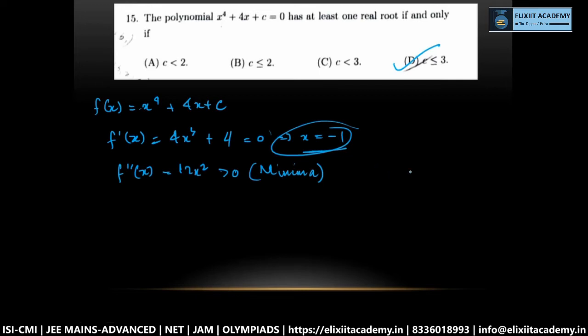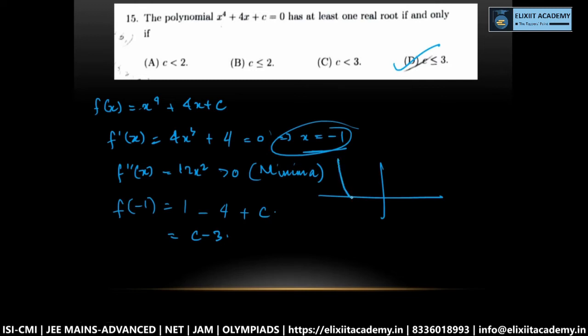So now we can simply draw the curve and see. Just a rough sketch of the idea we are trying to find out. One more thing we have to find out: what is f of minus 1, at the point of minima? f of minus 1 is minus 1 to the power 4, so that is 1 minus 4 plus c, which is c minus 3. Obviously the graph will be somewhat like this.